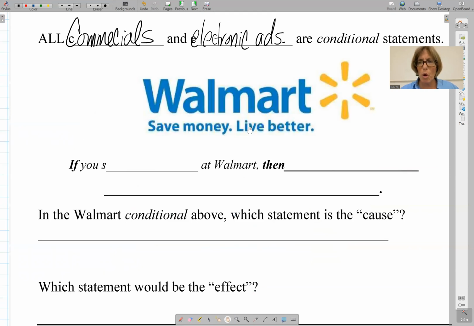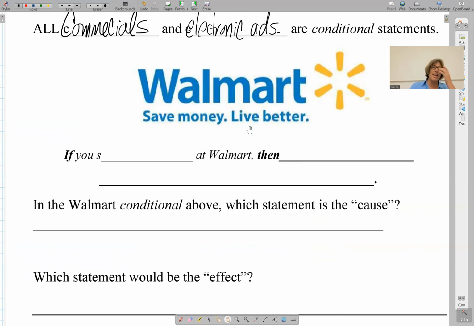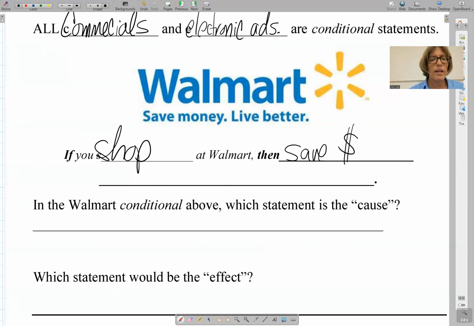So here's a logo for Walmart with a very simplistic sales pitch. Walmart, save money, live better. And that's communicating this cause and effect statement. If you shop at Walmart, then you will save money and live better.